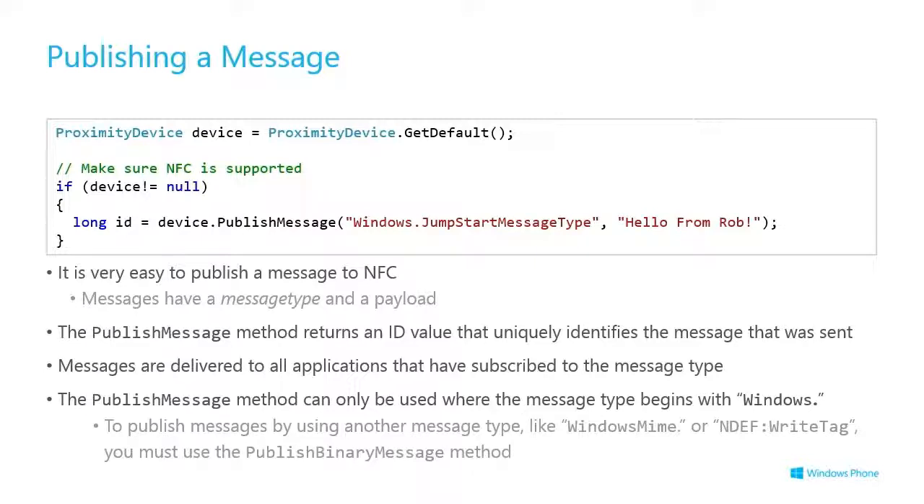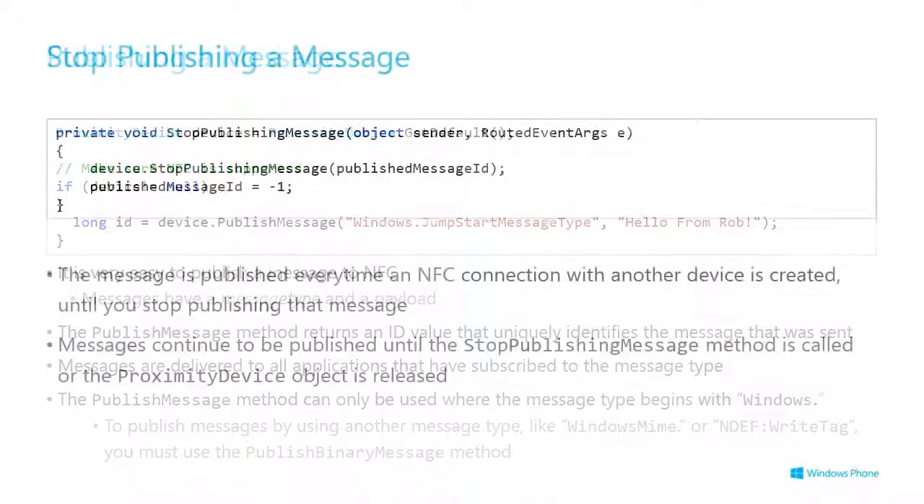So the publish message method is only for these Windows dot tags. There's a publish binary message and also a publish URI message, which is interesting. The publish binary message is for writing to NFC tags. I'm not going to go into that anymore in this one.